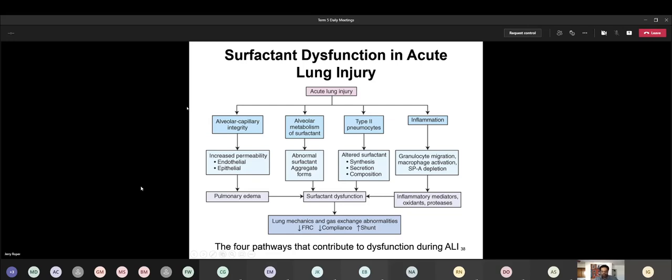And because you've got problems with lung inflation, gas exchange is going to be affected, which means your shunt fractions are going to start going up. So we're looking at extreme cases of refractory hypoxemia. And again, no matter which pathway you take on this chart, you're going to end up with the same end result.